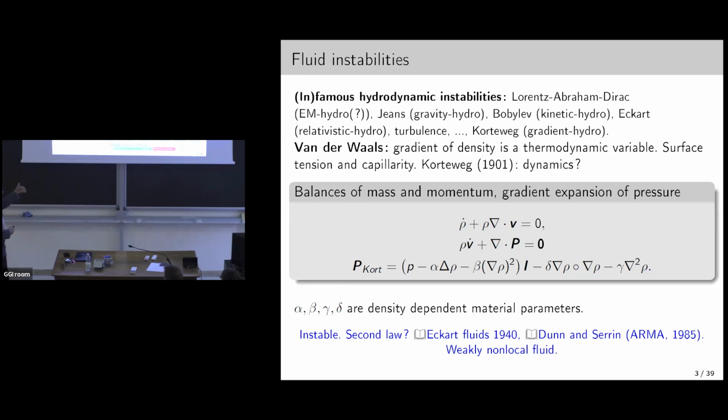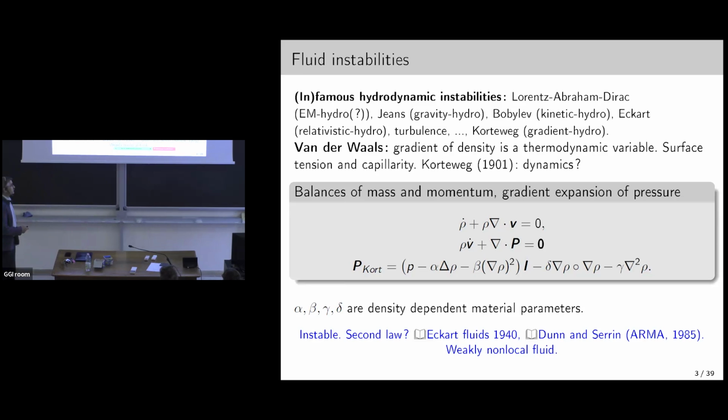What Korteweg suggested is this constitutive equation for the pressure, so that maybe we can describe the bubbles growing and their dynamics. Alpha, beta, gamma, delta are density-dependent material parameters. However, it is unstable. It was not very apparent because it was before the computer, so solving this equation is not so easy without them. And also, after Eckart established the entropy balance-based exploitation of the second law, still it was not easy to deal with that kind of gradient expanded fluids.